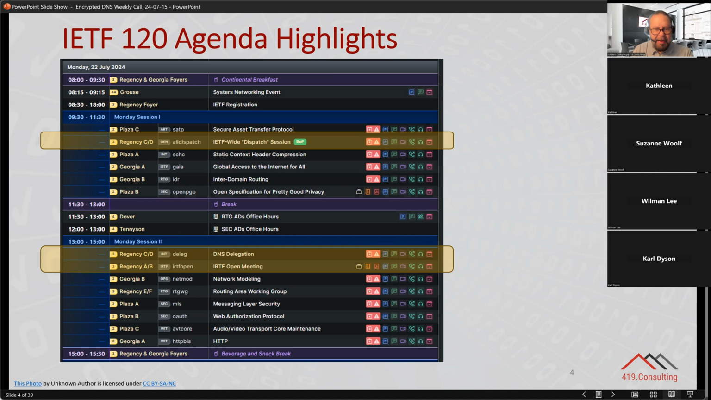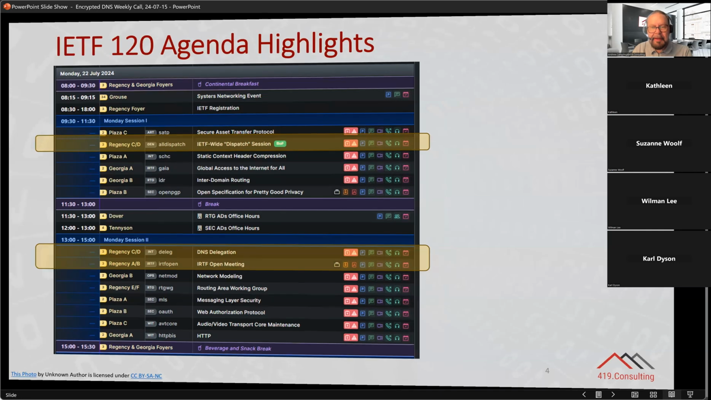So last week I highlighted, and we discussed briefly, the IETF-wide dispatch session during session 1 on Monday, and then DELEG and IETF Open were the 2 other sessions I highlighted as, in my opinion, worth going to, sessions 1 and 2 on Monday.